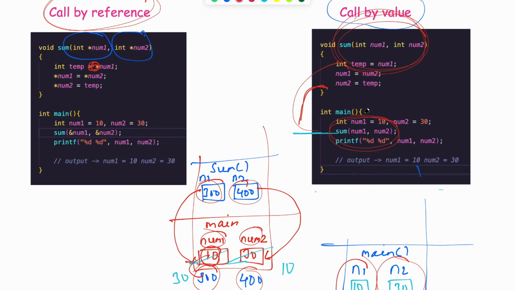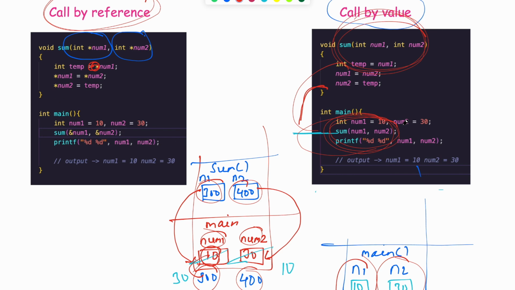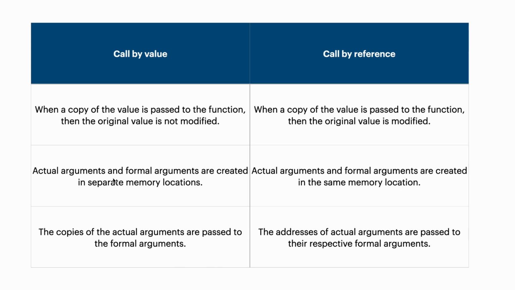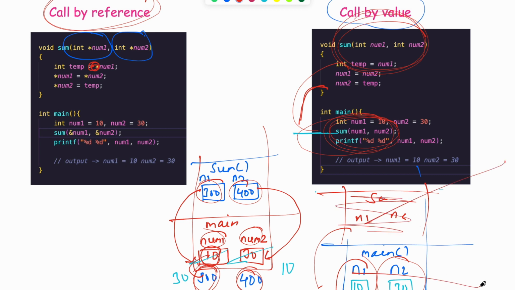That is, whatever changes you make in the formal argument will not reflect in my original argument. But in call by reference, we are passing the address, and that is the reason why the original value is modified. Why? Because you are passing the addresses 300 and 400. Actual arguments and formal arguments are created in separate memory stacks. Yes, this is what we saw. Here I erased first n1 and n2, and when I come out, this memory got deleted, which means this is a separate memory and this is a separate memory.